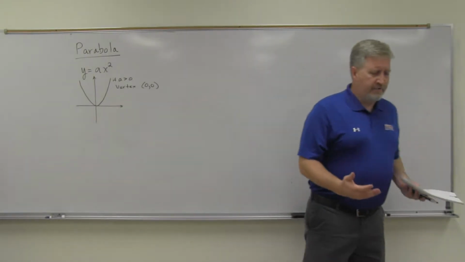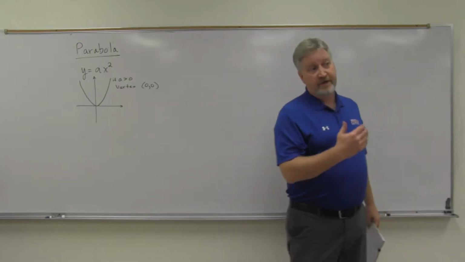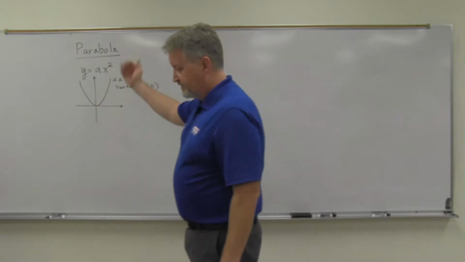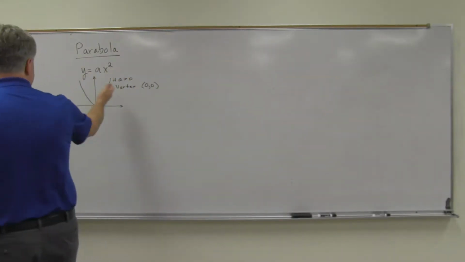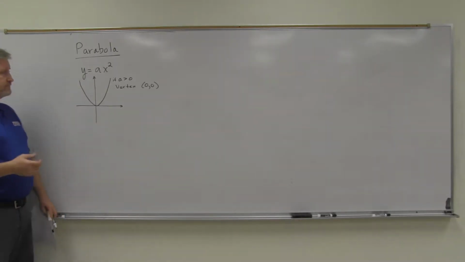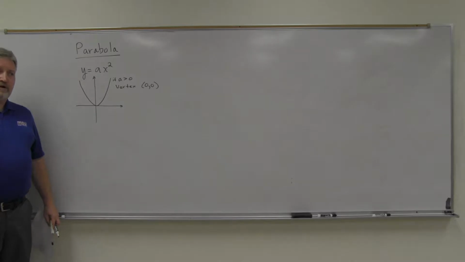Okay, so on a parabola, like I said, right now we're going to focus on the non-shifted ones, vertex 0, 0. This is just a generic one with a, and we'll say a is greater than 0. If a is less than 0, well, it opens down. The vertex is 0, 0. Like I said, we also want to find this focus point.